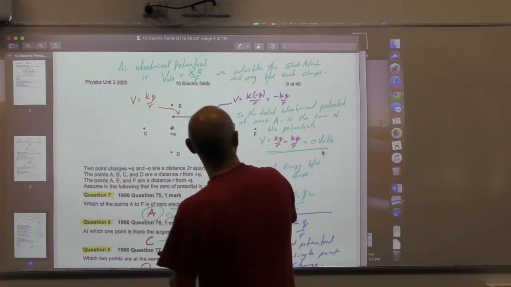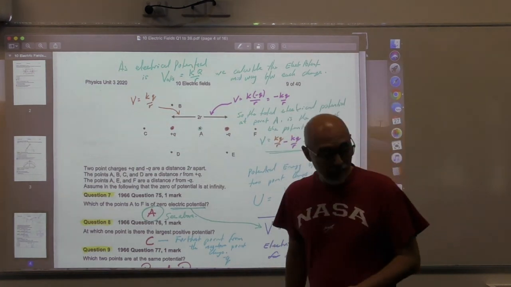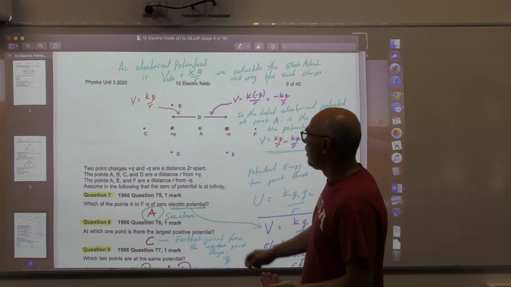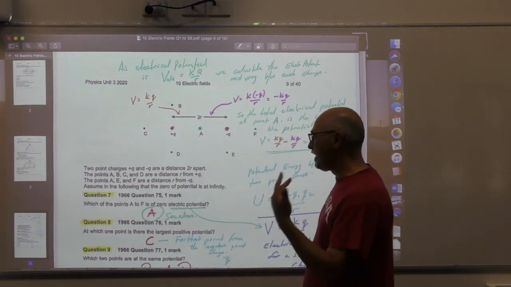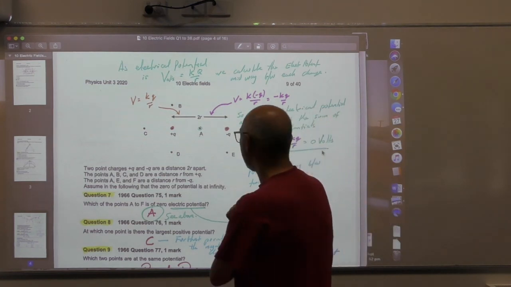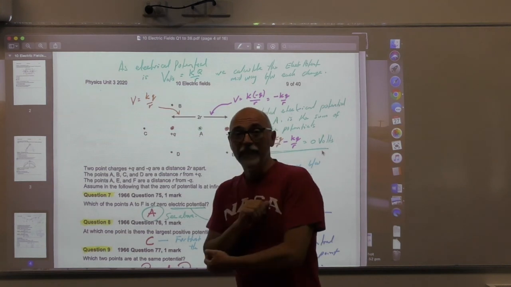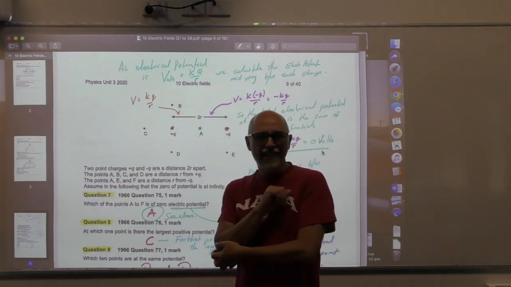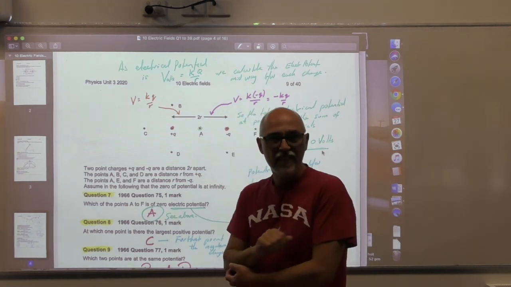Now, electrical potential: the answer given by the notes, if you look at the first question, which of the points A to F is of 0 electrical potential? The answer is A, because it's halfway in between. And I'm thinking, that's not a why, that's just it is, right?